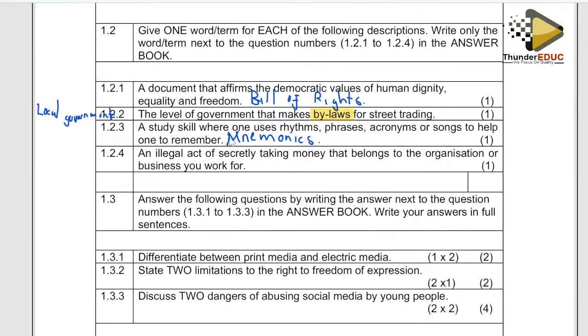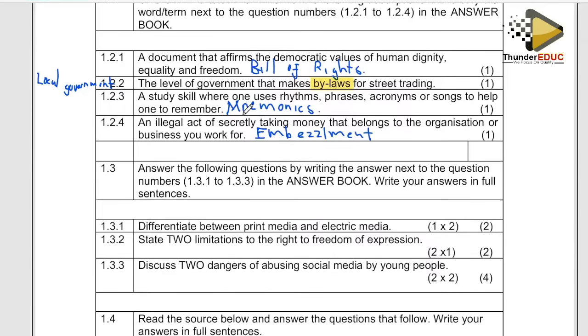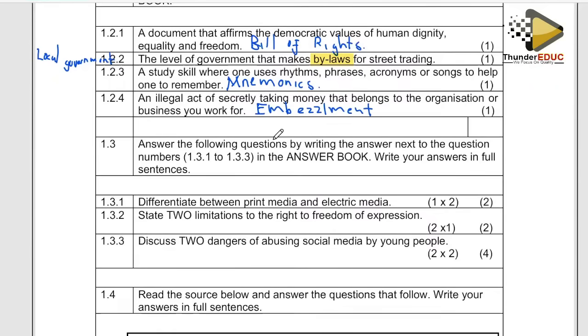Then 1.2.4, an illegal act of secretly taking money that belongs to the organization or business which you work for. This practice is also known as embezzlement. That is known as the embezzlement of funds. That is the practice which involves secretly taking money that belongs to an organization or a business which you work for.